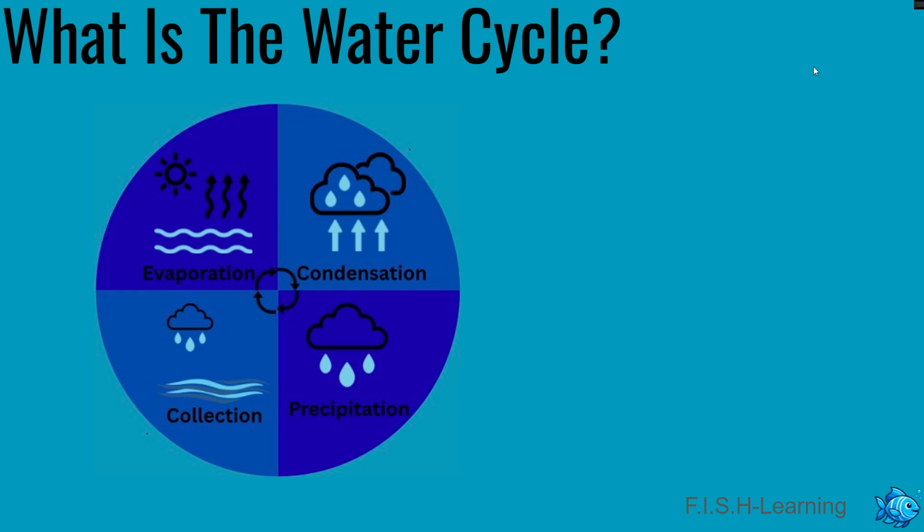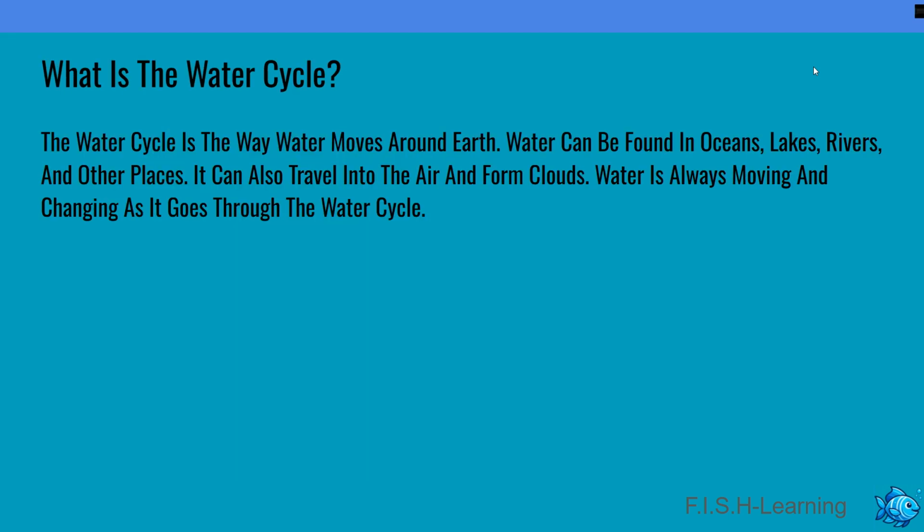Welcome. In this video, we are going to learn about the water cycle. What is the water cycle? The water cycle is the way water moves around Earth. Water can be found in oceans, lakes, rivers, and other places. It can also travel into the air and form clouds. Water is always moving and changing as it goes through the water cycle.